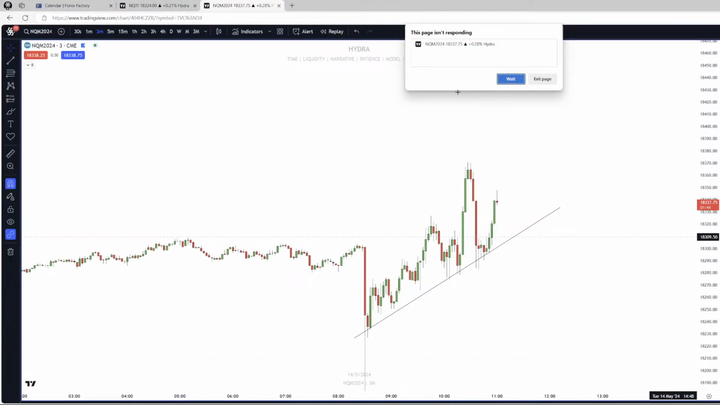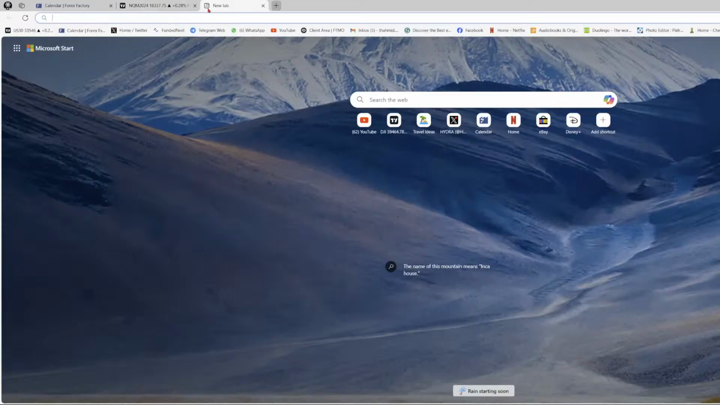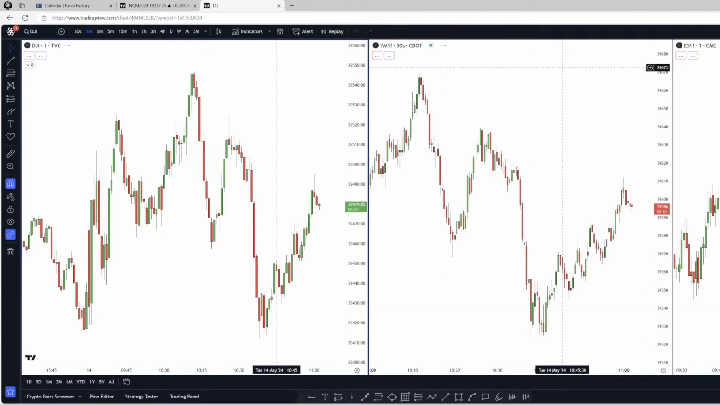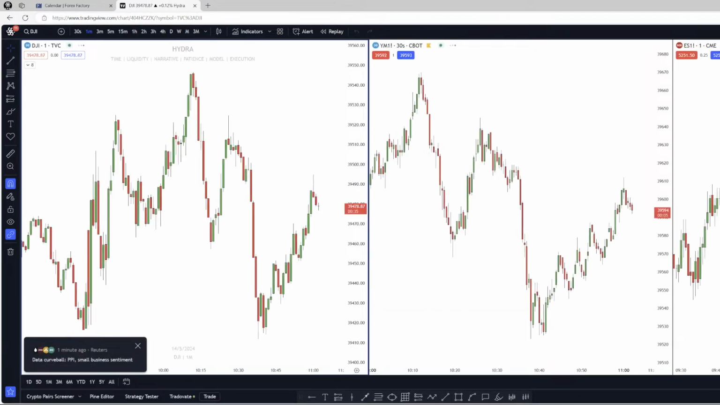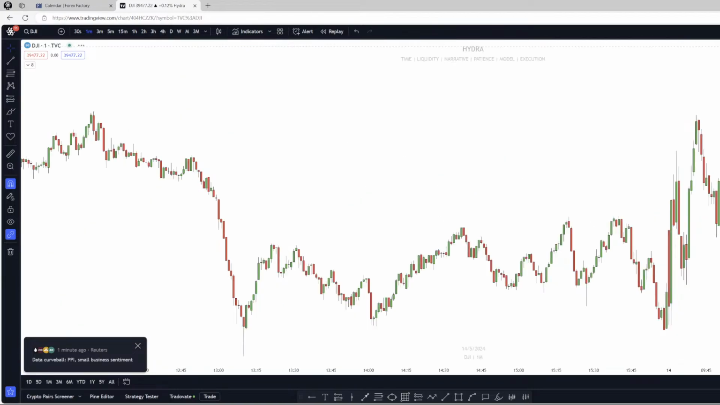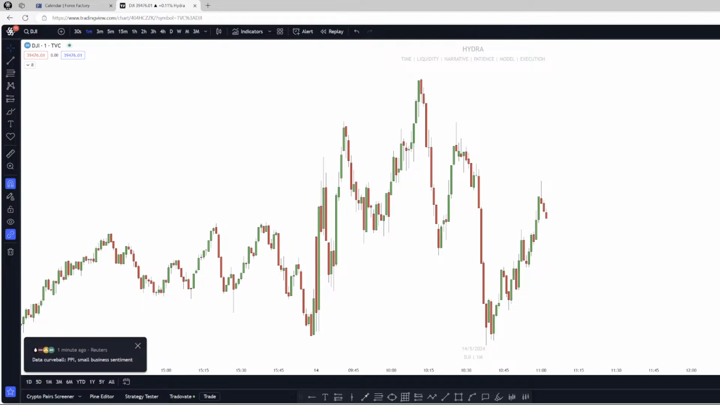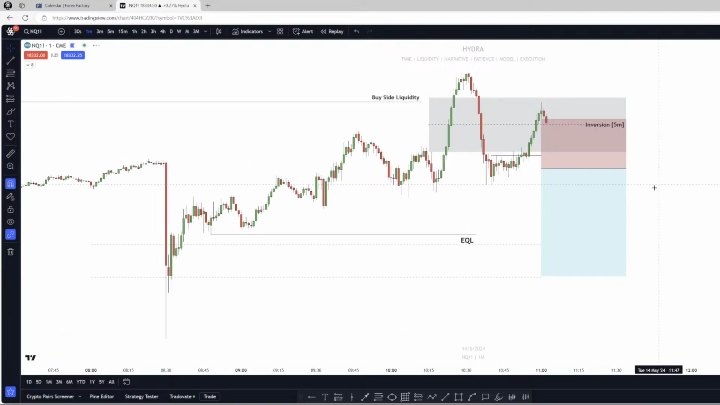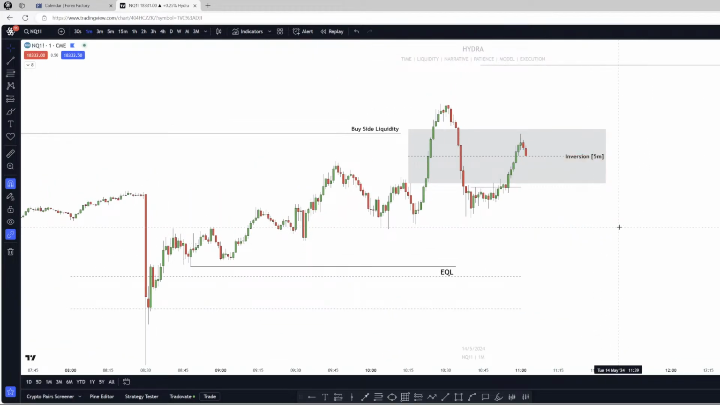Stop responding again. This one no good. I'm gonna keep one layout, only one time frame. It's freezing again and again when I'm looking at like different time frames.